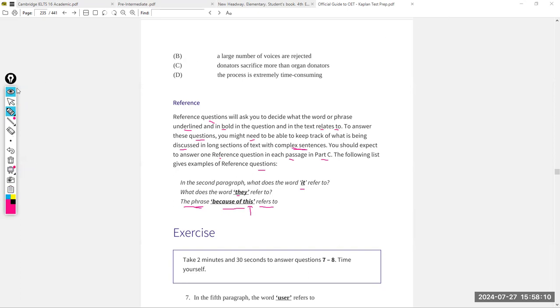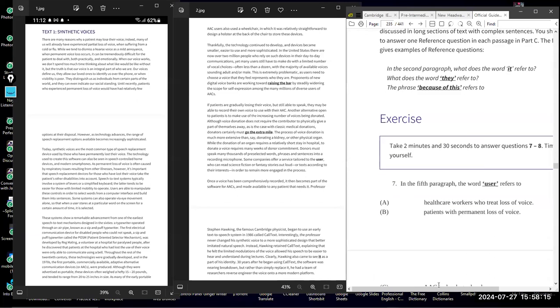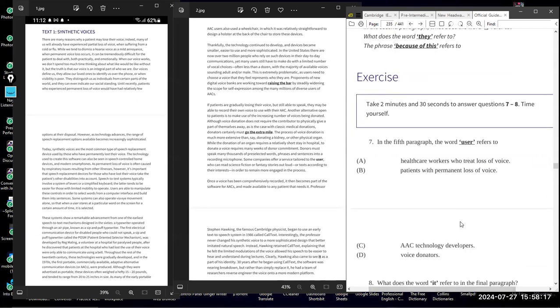Now let's practice the final type of questions, which is reference. Now take 2 minutes and 30 seconds to answer 2 questions. Now in the 5th paragraph, the word user refers to what?